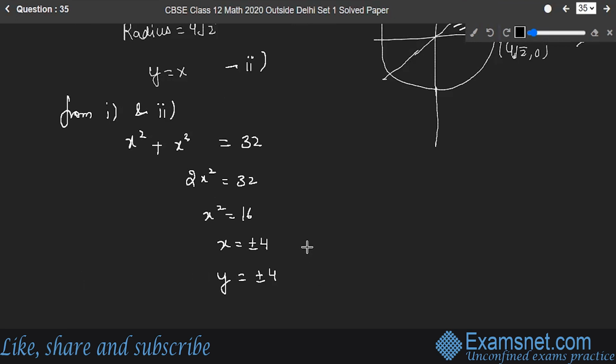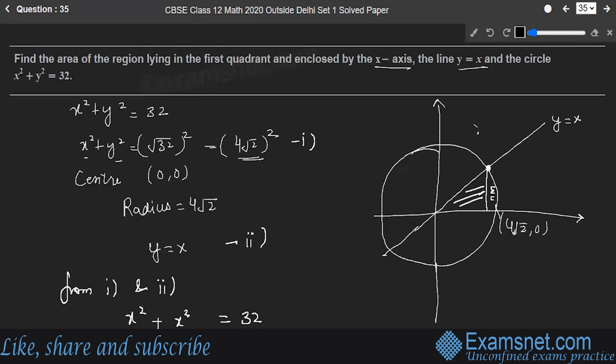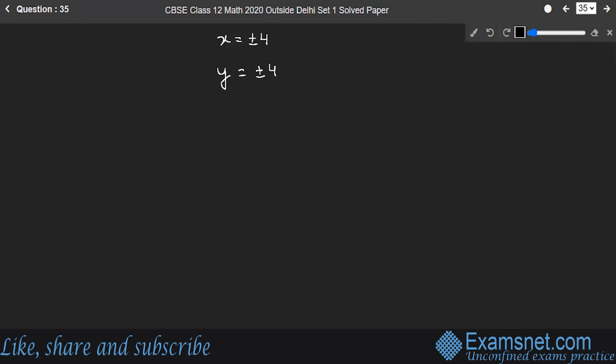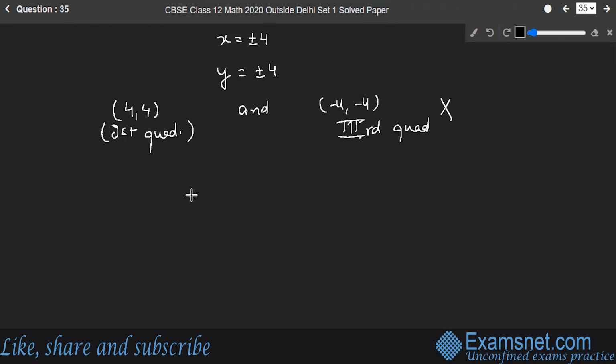So the points of intersection of this line and the circle are this: this point is 4, comma 4, and this point of intersection is minus 4, comma minus 4. Okay, but we are concerned only with the first quadrant, so we are not going to take this one. This point is lying in the third quadrant, so I'm going to ignore this and I'm going to take this because it is lying in the first quadrant, as it is told in the question.